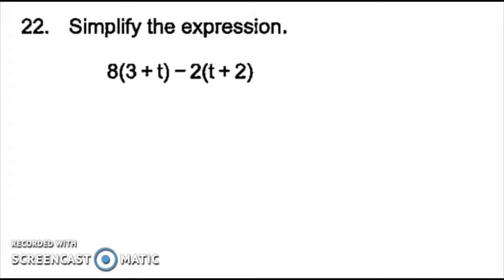Number 22 is asking you to simplify the expression. So what we need to do is distribute the 8 into both of these for this one, and the negative 2 into both of these for the second one. So 8 times 3 is 24, and 8 times t is 8t. Negative 2 times t is negative 2t, and negative 2 times 2 is negative 4.